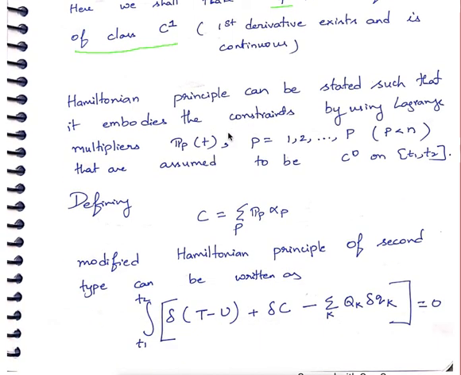Now what we are going to do is introduce Lagrange multipliers. For P number of constraints, we introduce P number of Lagrange multipliers, which I am denoting with pi of t. This Lagrange multiplier itself only needs to be continuous on the time domain. Now we define a single scalar function C as the summation over p of the Lagrange multiplier multiplied by the constraint function alpha p, where alpha p equal to 0 denotes the kinematic constraints.